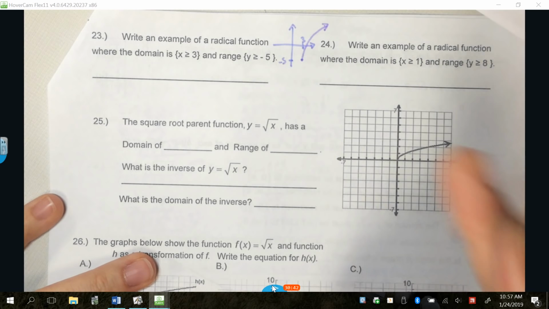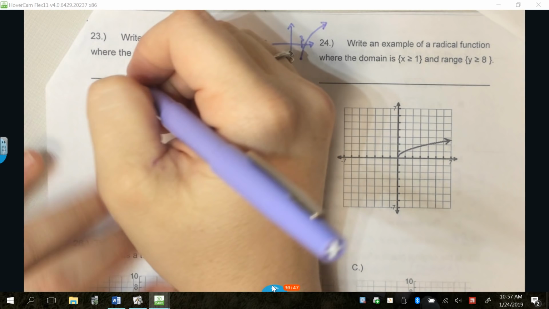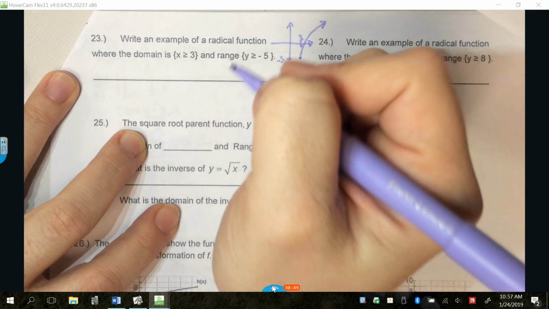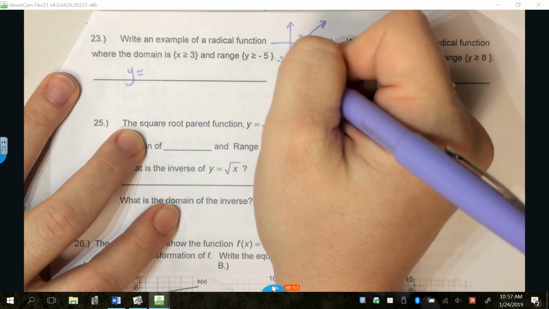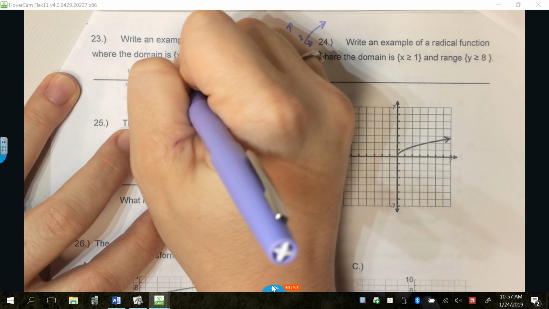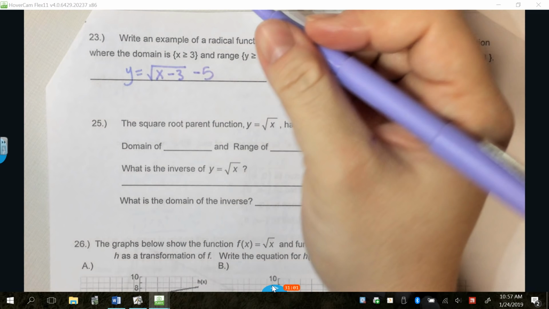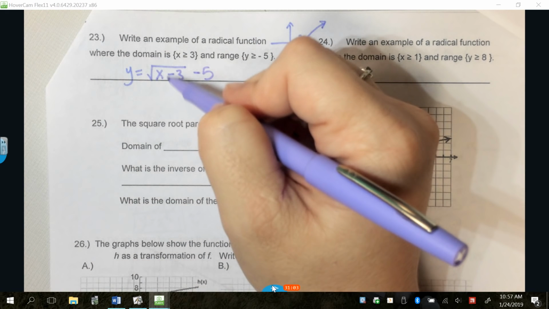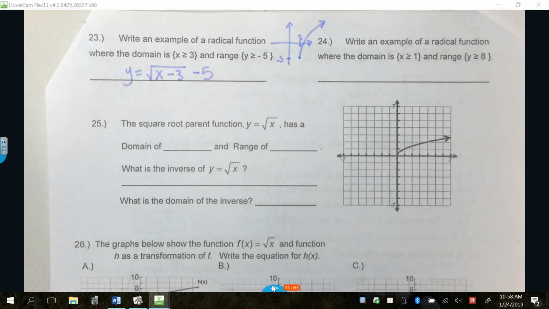So it doesn't say anything about expansion or compression, so we're not going to worry about that. We're just going to talk about the shifts right and down. So y equals, right is an inside change, and to the right we'll subtract because it's opposite. So x minus 3, and then minus 5 on the outside. I want you to really see how this is the opposite, because x is always opposite, and the y is exact. The outside is the exact.